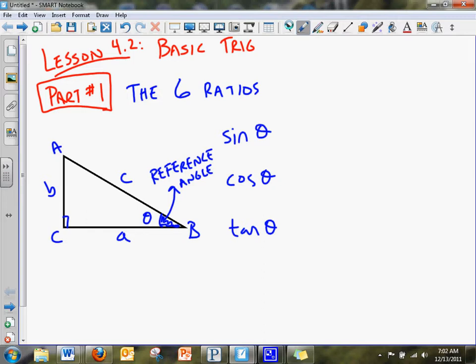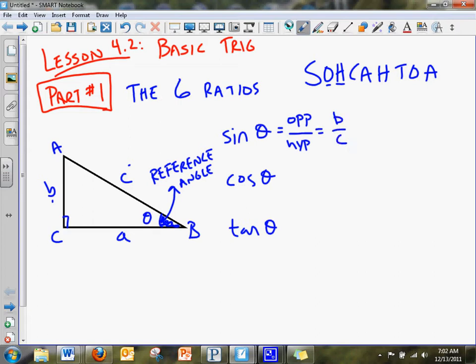You'll probably remember SOHCAHTOA. Nice thing to use to remember what these are. Sine is the ratio, O and H, opposite over hypotenuse. So if B is our reference angle, A is opposite, C is the hypotenuse. So it's going to be opposite over hypotenuse. It's going to be B over C. Cosine is A over H. That's adjacent over hypotenuse. And A is adjacent to our reference angle.